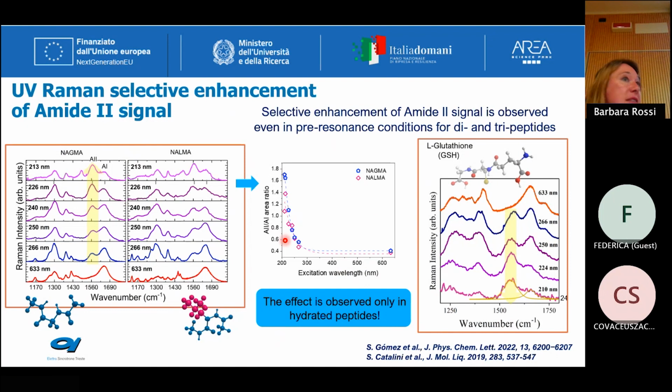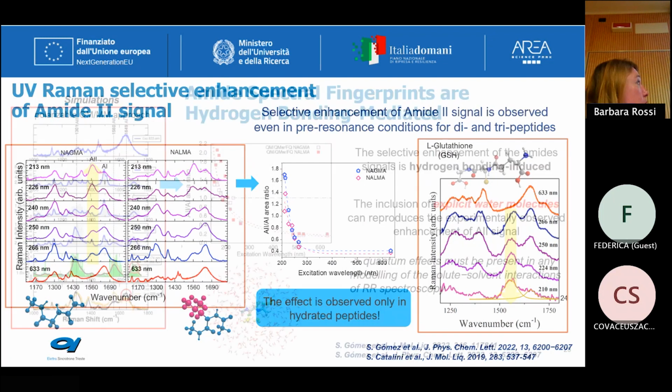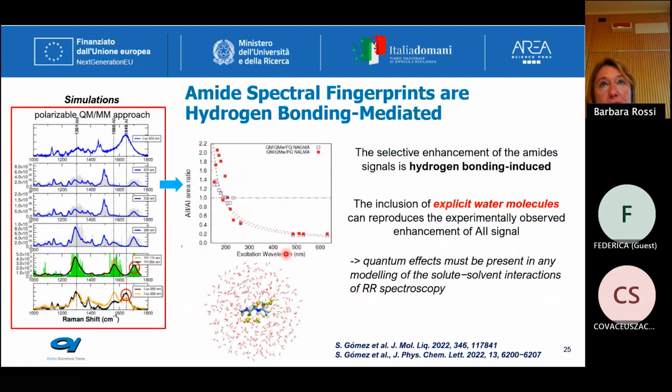So this means that this selective enhancement is related to the solvation effect. This experimental finding can be reproduced only if your quantum mechanical model for the simulation takes account of the so-called explicit water molecules. So we take account of the specific hydrogen bond that a water molecule can make with a specific site of this dipeptide in this case. By introducing this explicit water molecule, we are able to reproduce the experimental effect.